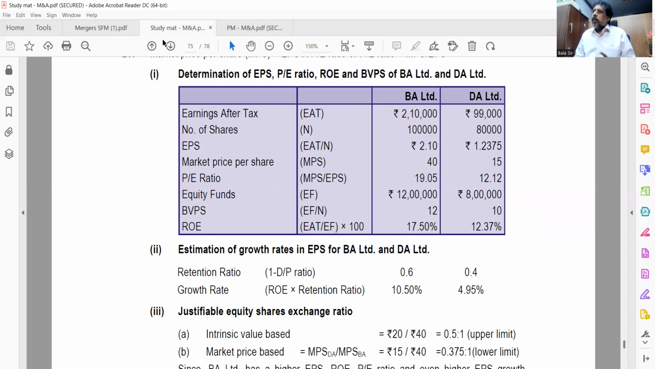So now what is the exchange ratio? 0.5. You can divide 40,000 by 80,000. 0.5 for every one share. Or I can straight away get 0.5. How? Divide 20 by 40. 20 rupees your intrinsic value divided by my share price trading for 40 in the market. 0.5:1 is the upper limit.